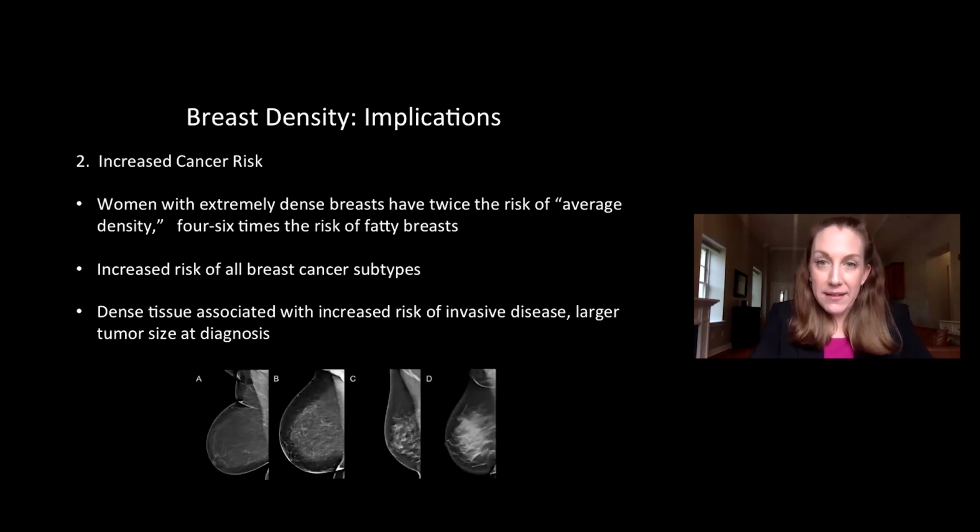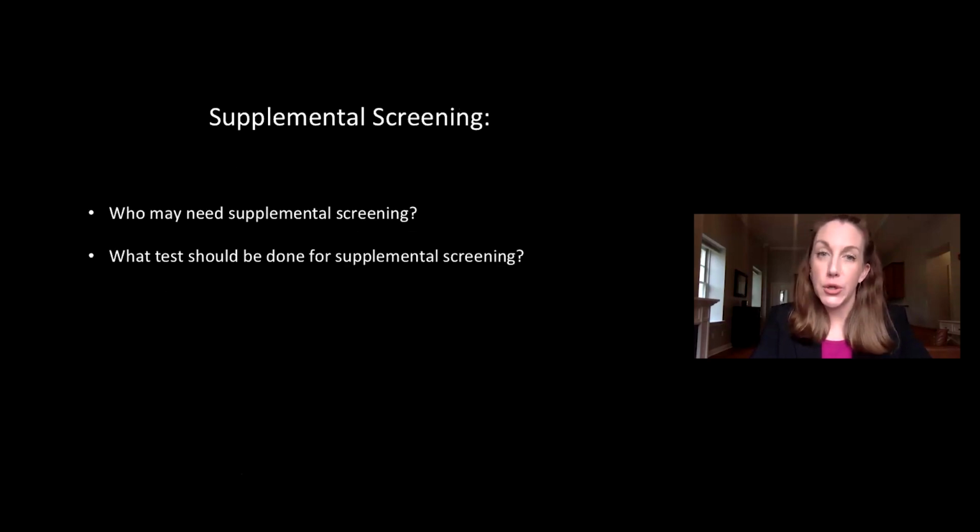So aside from masking and decreased sensitivity, the other implication is increased cancer risk. Women with extremely dense breasts have twice the risk of average density and 4 to 6 times the risk of women who have fatty breasts. We know also that it increases the risk of all breast cancer subtypes, and dense tissue is associated with increased risk of invasive disease and larger tumor size at diagnosis. And of course, these are associated with worse mortality, worse prognoses.